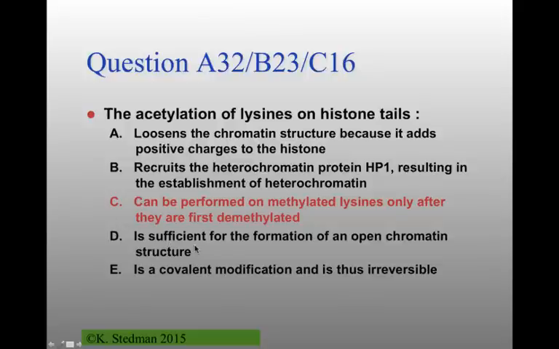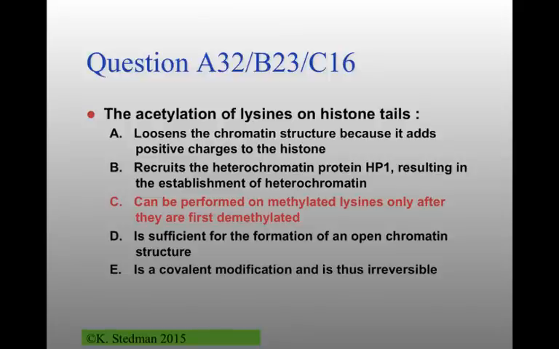Is sufficient for the formation of open chromatin structure, or can be performed on methylated lysines only after they've first been demethylated. So it's not sufficient. Just the acetylation is not enough. You have to have other things going on. You have to have binding and then further methylation, further changes happening to your chromatin. And maybe I didn't do a good enough job of explaining that, but that particular modification is not sufficient.